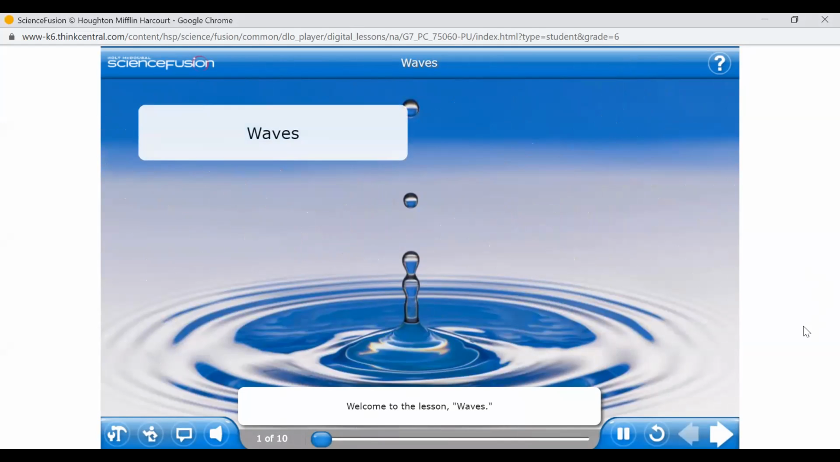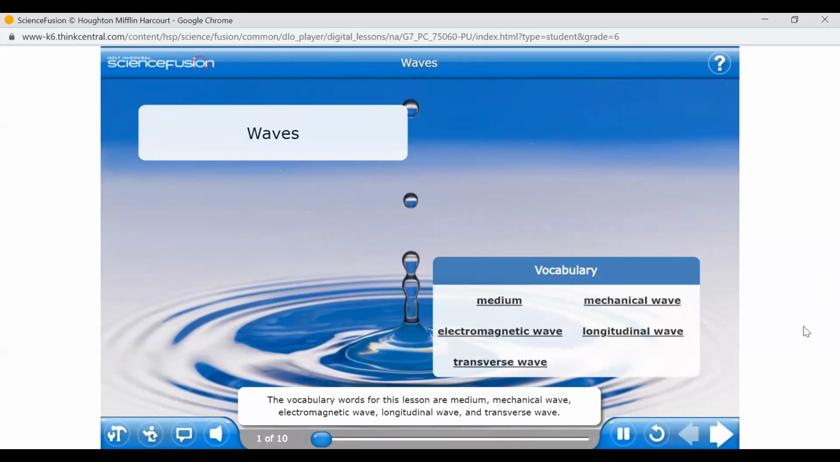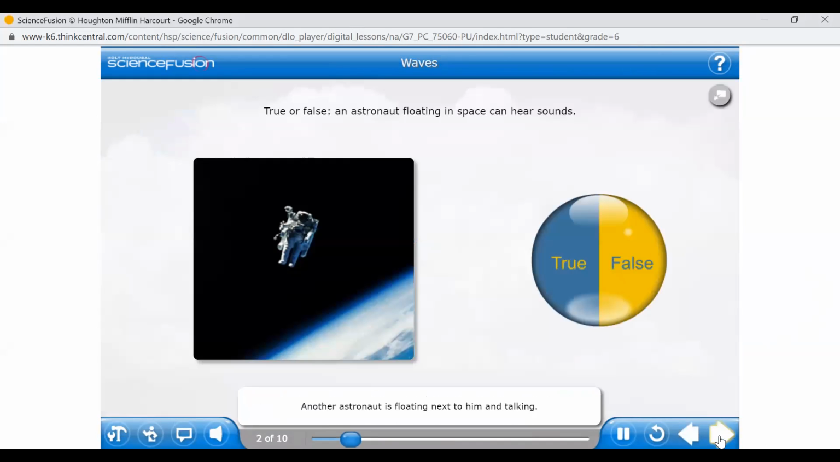Welcome to the lesson, Waves. We're going to look at different types of waves and explore how waves make it possible for us to hear sounds and see light. The vocabulary words for this lesson are medium, mechanical wave, electromagnetic wave, longitudinal wave, and transverse wave.